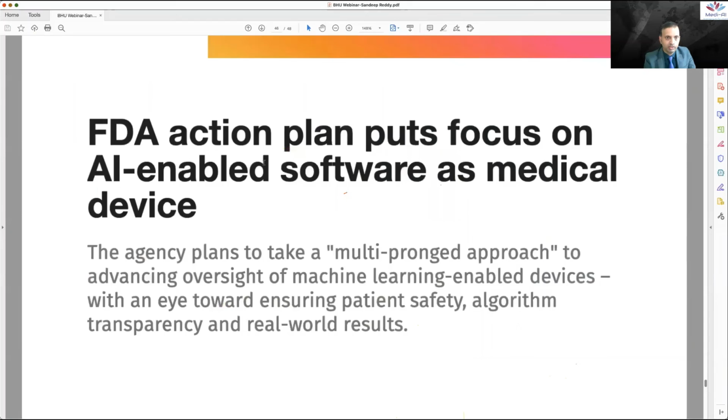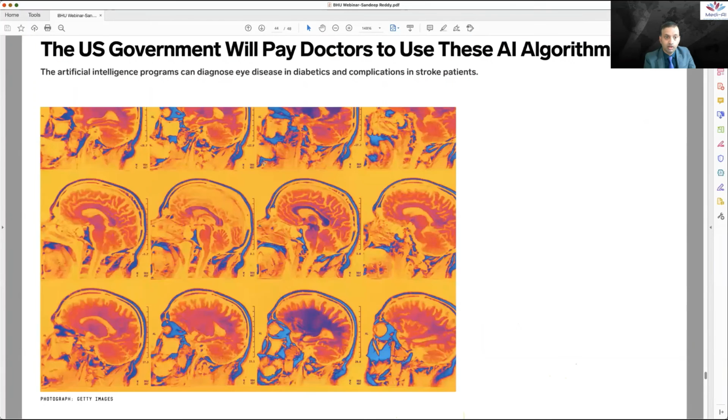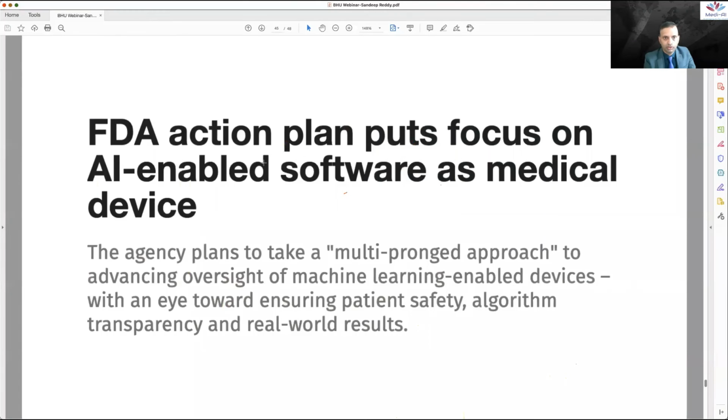Further to that, last week, the Food and Drug Administration also issued a white paper advocating how they're going to be monitoring and evaluating AI. And while that is a regulatory process, it also shows that the Food and Drug Administration is placing a lot of importance on, and supporting, the use of AI in healthcare.